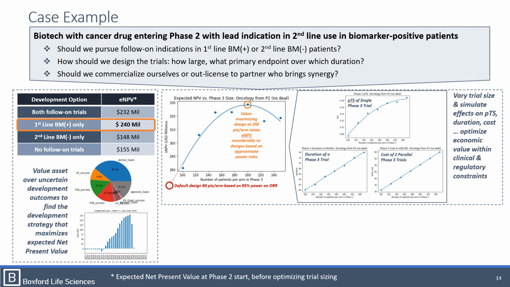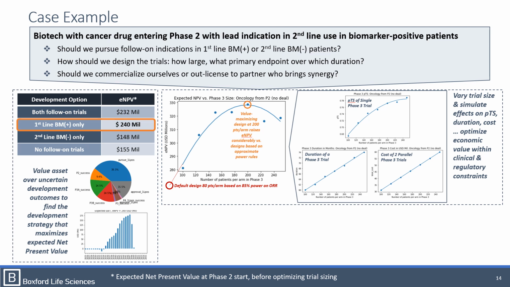Here, with overall survival as the primary endpoint, we see that around 200 patients per arm, there's a maximum in the program expected net present value that occurs when the diminishing power returns no longer justify the longer and costlier trials that come from further increasing in size.